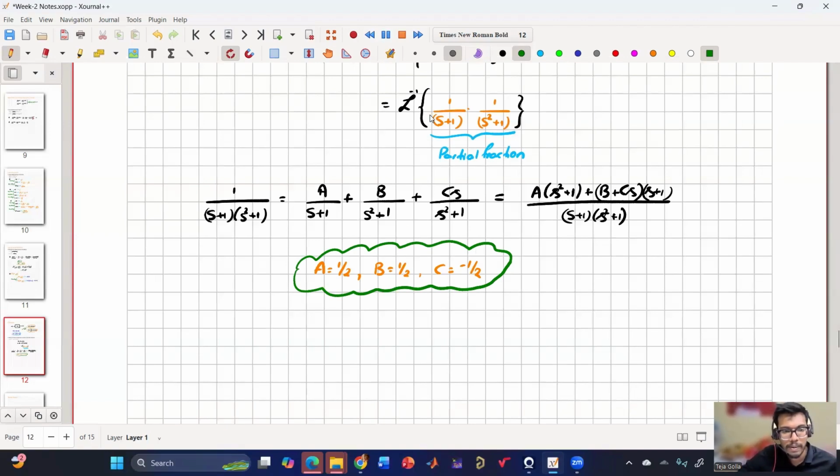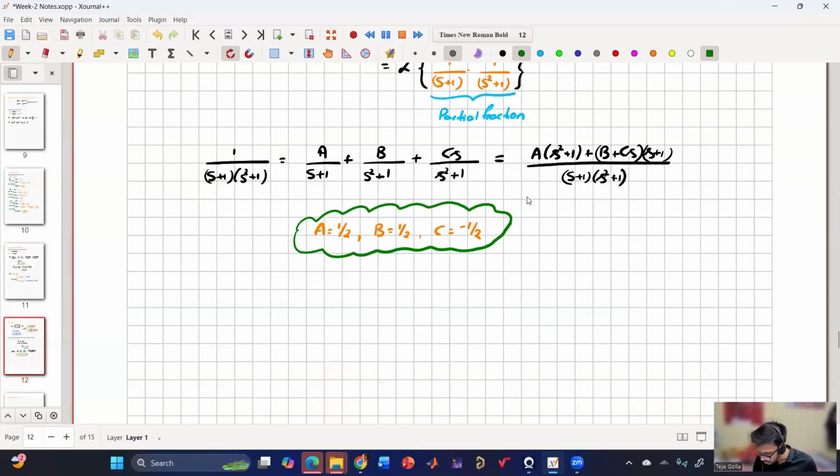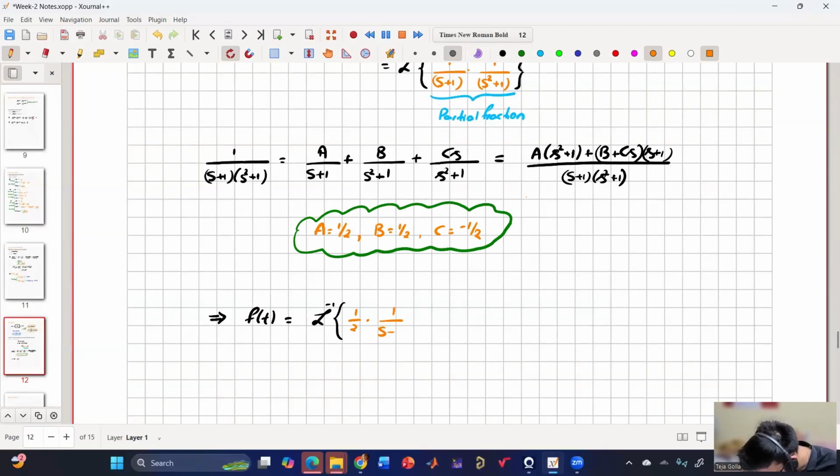So now the Laplace inverse of this will be Laplace inverse of A by s plus 1, plus Laplace inverse of B by s square plus 1, plus Laplace inverse of C s by s square plus 1, right? So now my f of t is Laplace inverse of half into 1 by s plus 1, plus Laplace inverse of half into 1 by s square plus 1, plus Laplace inverse of minus half into s by s square plus 1.